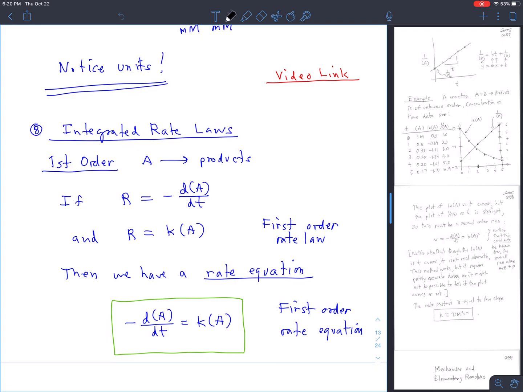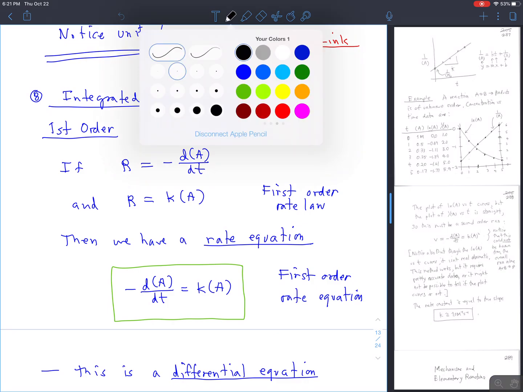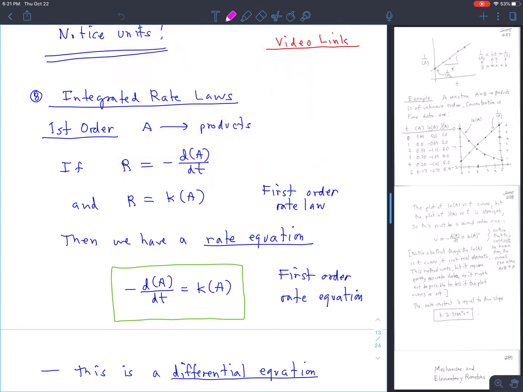So we talked about rate laws and rate equations last time. And this time, we're going to talk about what happens when you set up a rate equation and then solve it. It's a differential equation, and you can solve it in order to get the full time course of a chemical reaction.